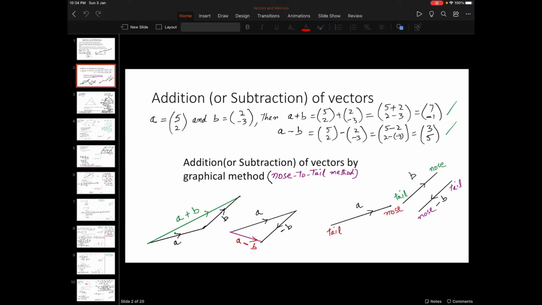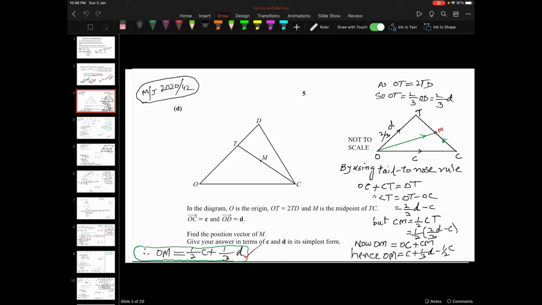Similarly, we can subtract vector B from vector A by using the same rule, nose to tail or head to tail rule. So A minus B is the resultant vector of vectors A and B. Now I am using the tail to nose rule to solve the exam questions.